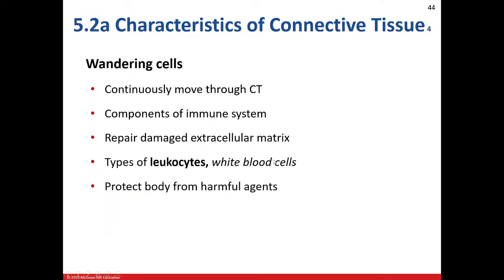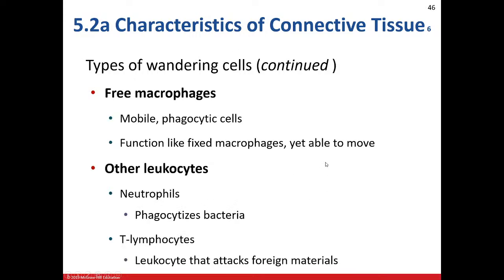But then we have wandering cells, and they're mainly going to be things like white blood cells or leukocytes. These are things that enter the tissue to help repair the damaged extracellular matrix and look for invaders, look for pathogens or harmful agents and destroy them.